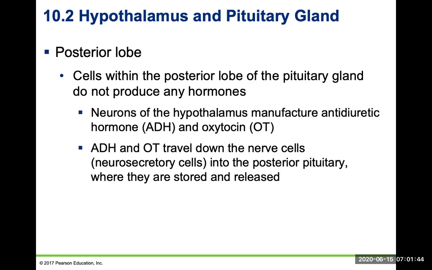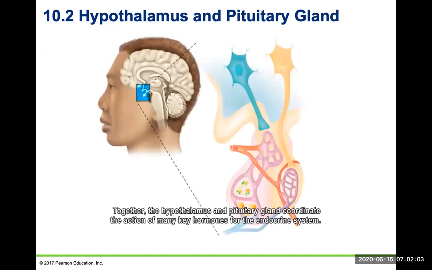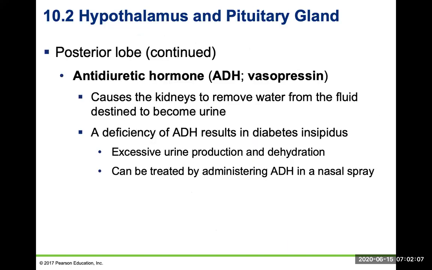The posterior lobe are nerve cells. Again, they only produce two hormones from the posterior lobe. Neurons manufacture antidiuretic hormone and oxytocin, and they travel down the nerve cells into the posterior pituitary where they are stored and released. So here's a great video of the hypothalamus and the pituitary gland.